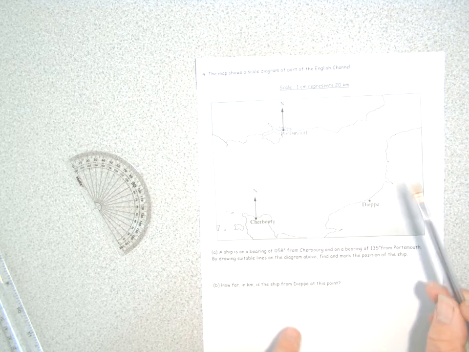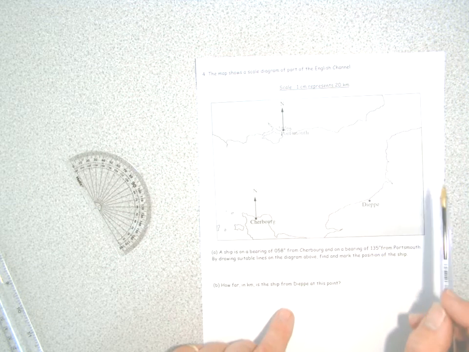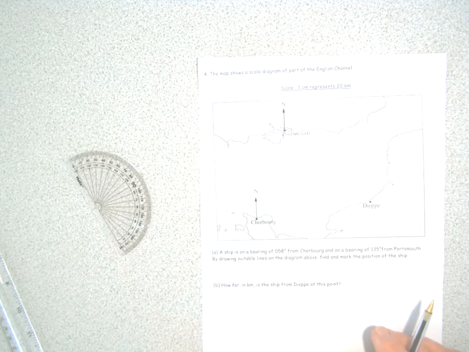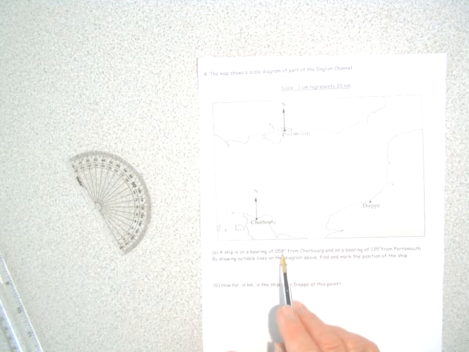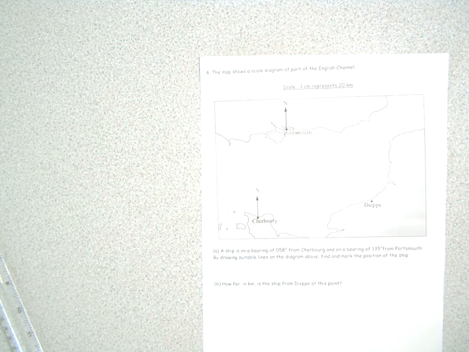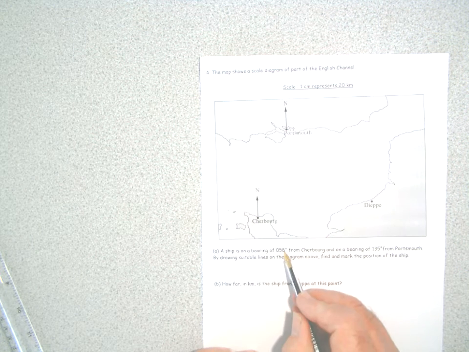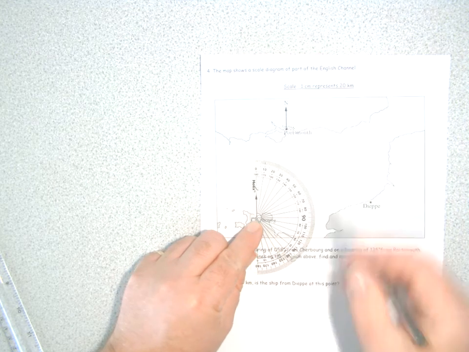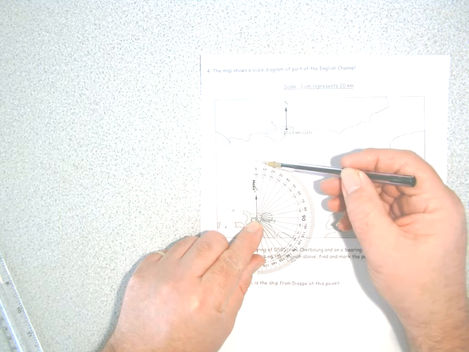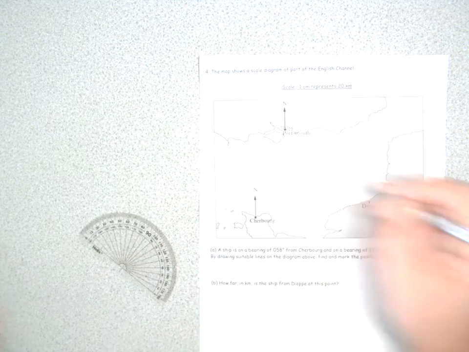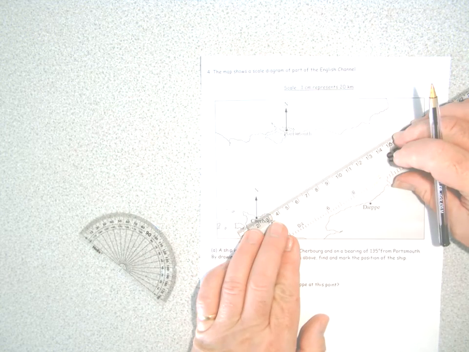Okay, we got a map showing this channel. Again, I got a scale here, 1 centimetre is 20 kilometres. So we've got a ship on a bearing 058 from Cherbourg, and 135 from Portsmouth. So to find where the ship is. Right, Cherbourg 058. So here's Cherbourg, put the protractor in a vertical position, count around 58 degrees. 10, 20, 30, 40, 50, 58. The ship is somewhere along that line.